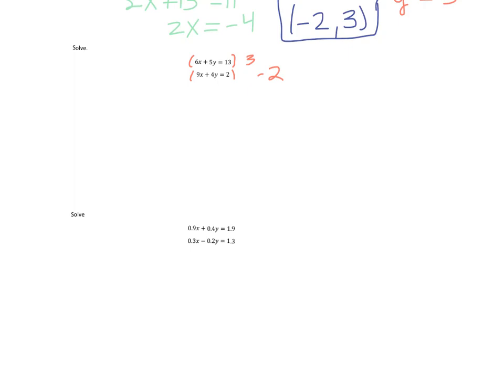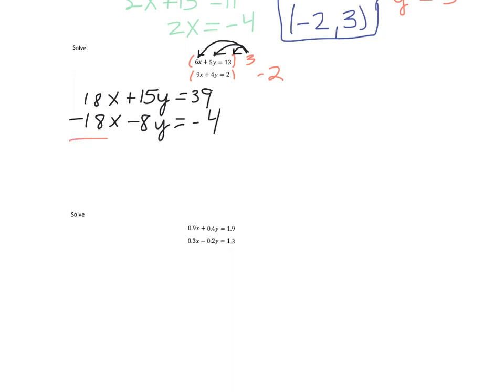Okay, so let's write our new system. So remember to distribute that 3 and that negative 2 to all 3 terms. So 6 times 3, 5 times 3, and 13 times 3. And on the bottom, 9 times negative 2, 4 times negative 2, and 2 times negative 2. Okay, let's add it up. The x goes away as designed. We're left with 7y equals 35. So divide out by that 7, y equals 5. All right, lovely.